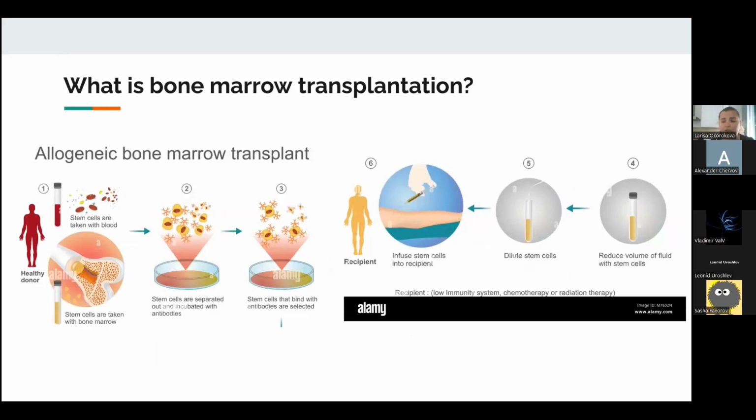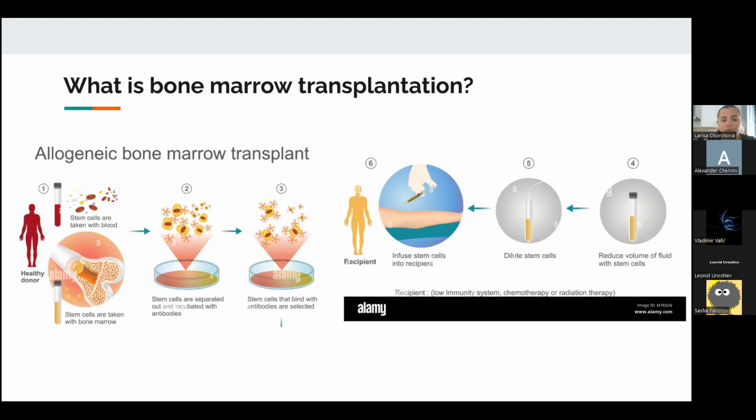Okay, I also wanted to highlight how bone marrow transplantation occurs, because that can help us understand why particular time course data were taken into this competition. We call it allogenic bone marrow transplant. That means that we can take cells from a healthy donor. There are several ways to do it, but we will consider the one where we put a needle into the bone and pull the bone marrow cells away.